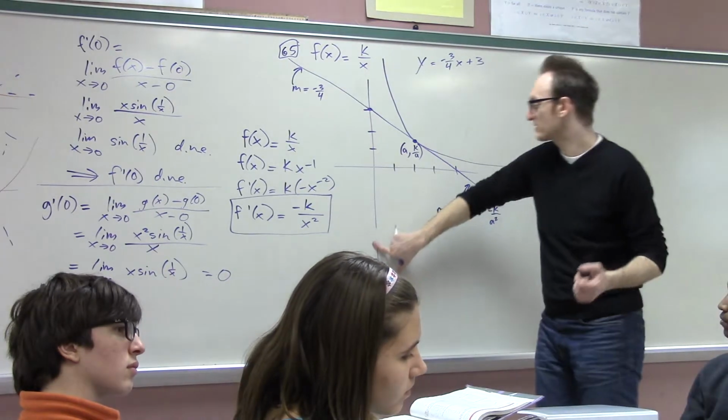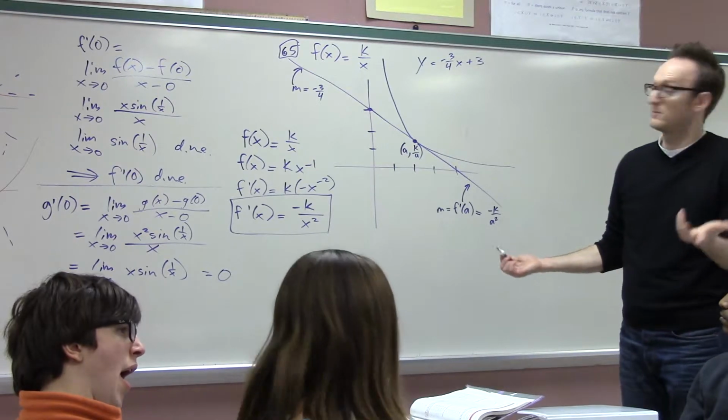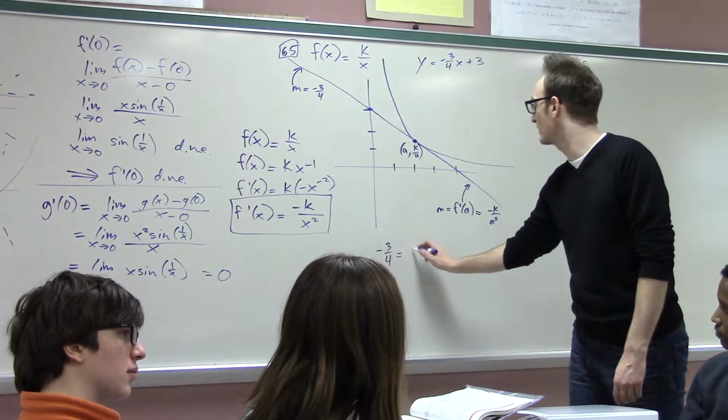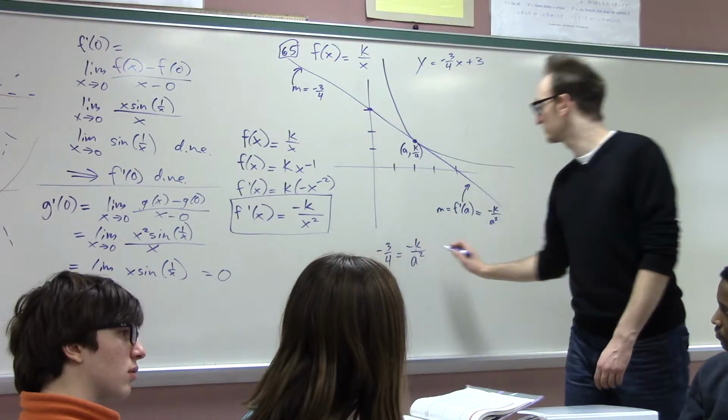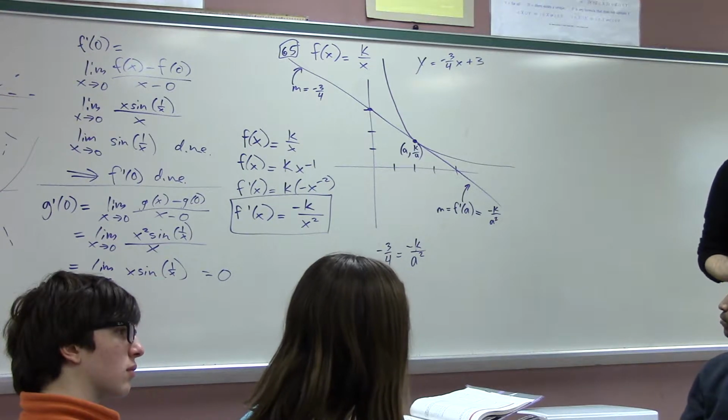Okay, so what this yields is at least one equation: the equation that the slope is negative 3/4 and is also negative k over a squared. Is this what you guys did basically? I think it's probably almost exactly what you did if you solved it.